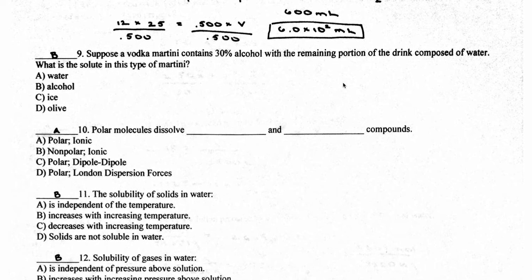Okay, for here, suppose a vodka martini contains 30% alcohol with the remaining portion of the drink composed of water. So water's your solvent always. When in doubt, water's your solvent. So alcohol would be your solute.